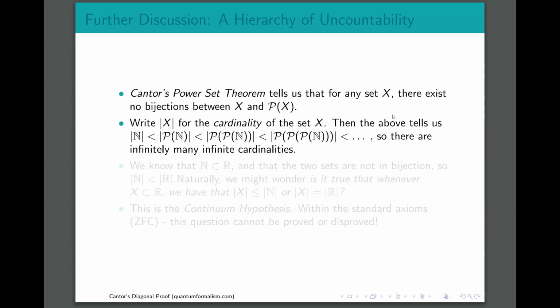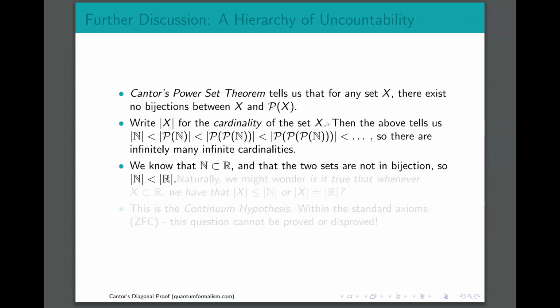Well, if we write |X| for the cardinality of the set X, what Cantor's power set theorem tells us is that if we take the natural numbers, an infinite set, the cardinality of its power set is strictly greater than its cardinality. The cardinality of the power set of that set is even bigger. The cardinality of the power set of that set is even bigger, and so on. You can have infinitely many infinite cardinalities. So this weird situation where you have an infinite set with a greater cardinality than another infinite set actually continues in this kind of ordered fashion forever.